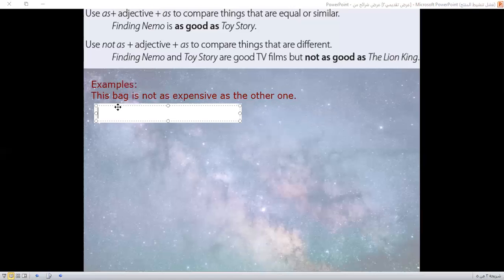And also when I use as, which is the affirmative, I'm going to say, for example, you are as pretty as your mother. Pay attention here: you will notice that in as adjective as, I'm not going to change anything in the adjective. No er, no more, nothing. It's going to be the same. Write those examples, please. And do you have any question on this part?